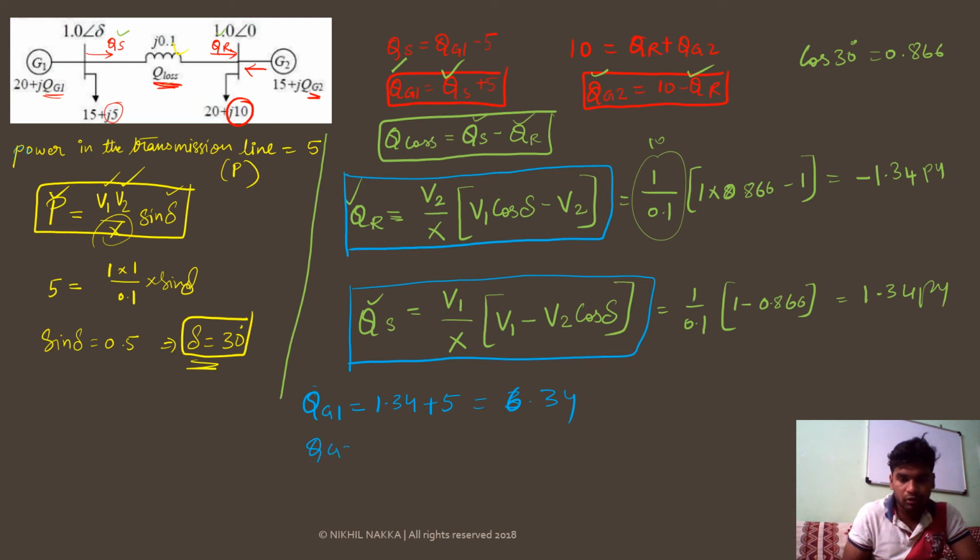Now QG2 is what we have to find. QG2 is 10 minus QR, so 10 minus what is QR? Minus 1.34. So it becomes 10 plus 1.34, right? 11.34 per unit is going to be the QG2. And then Q loss is what we require. So Q loss is QS minus QR. QS is 1.34 minus of minus QR, right? So this becomes both plus. So it becomes 2.68 per unit.